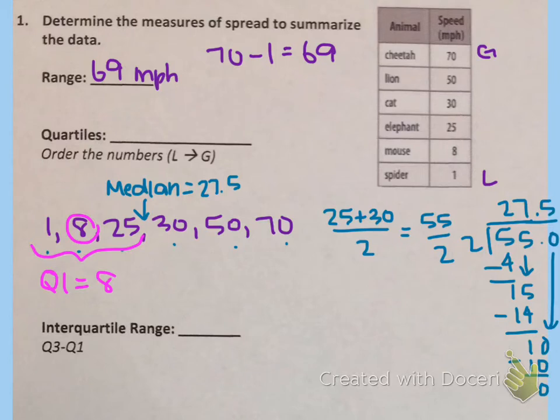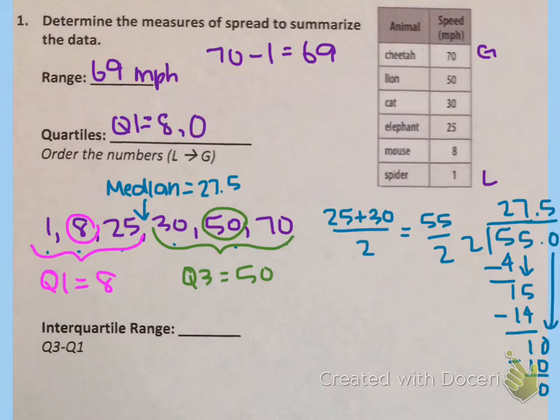Now we're going to look at the numbers to the right of the median. There are three numbers to the right of the median, and the number in the middle of those three is going to be the third quartile, or Q3. So Q3 is 50 because that's in the middle. So now we've found both of our quartiles. We can say Q1 equals 8 and Q3 equals 50.